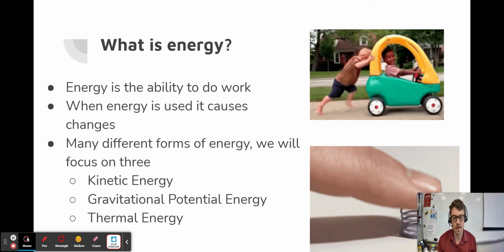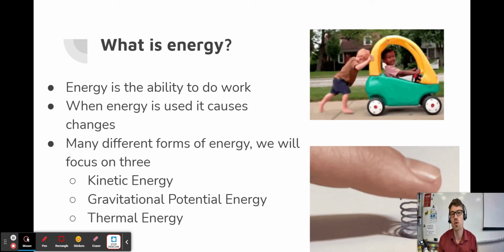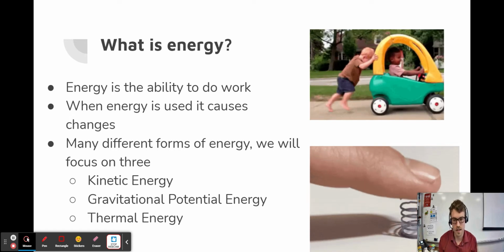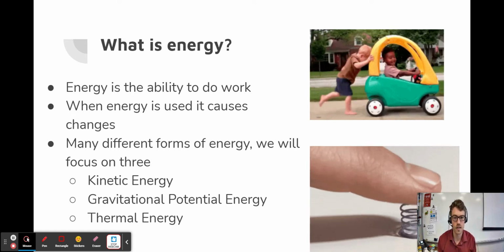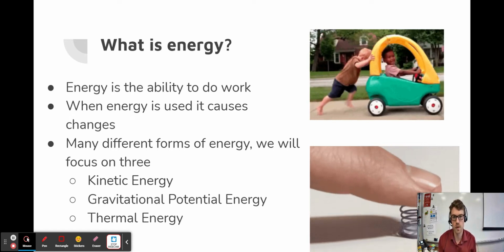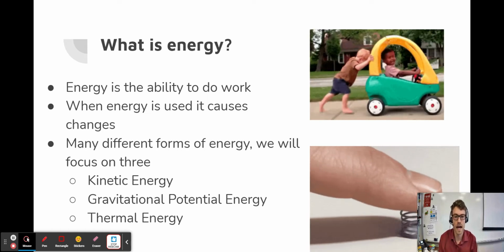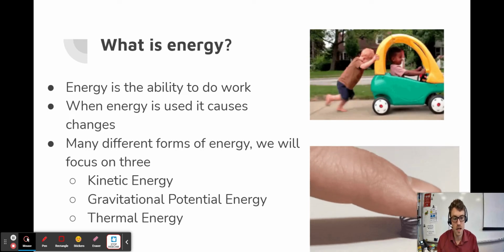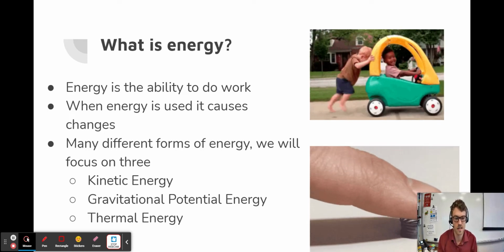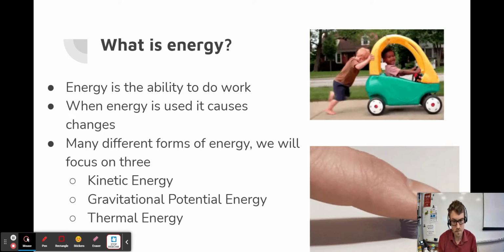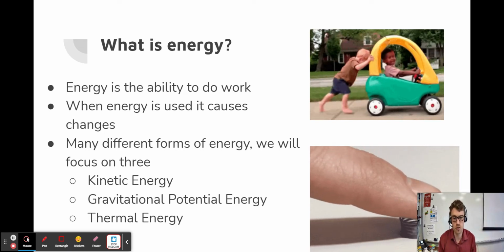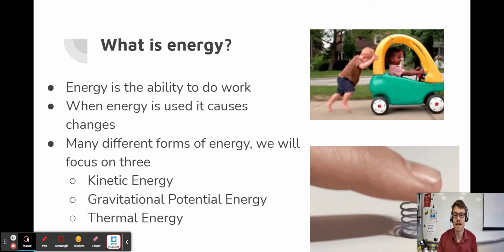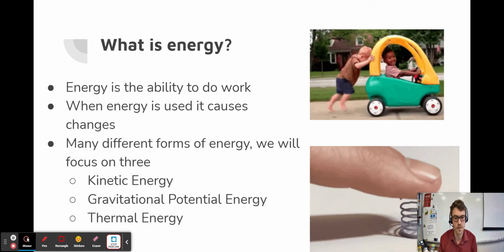You can think about energy as being stored work. Let me restate that. You can basically think about energy as being stored work, right? You have the ability to do the work, and that's what energy is. You may not be doing the work at that exact moment, or you may be doing it. That's the different kinds of energy that we have. Now, when energy is used, it causes changes. Whenever we use energy, it causes things to change.